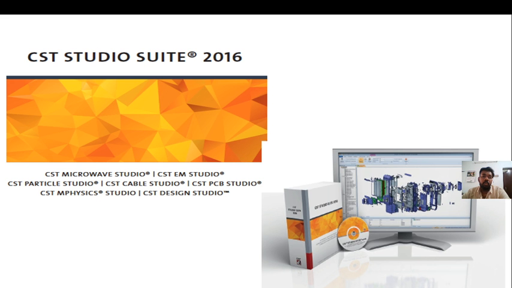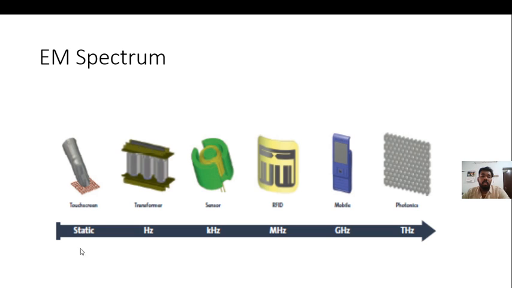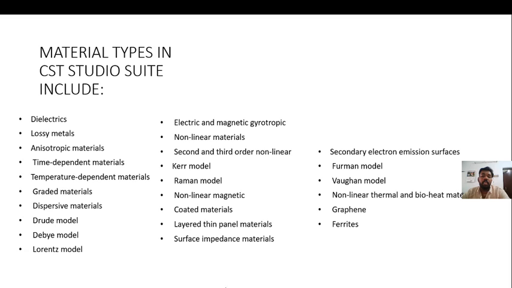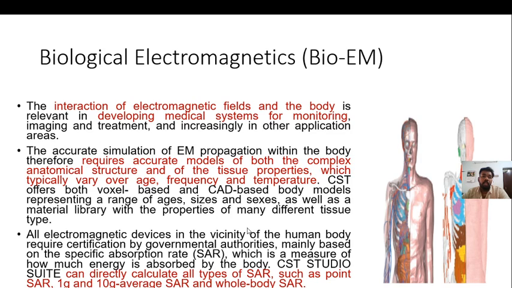A slight introduction about the CST Studio. The entire design can be made from the touch screen to the photonics, and from the static frequency to the terahertz frequency can be designed. These are some of the materials. Now graphene and ferrites have been included in the CST Studio. Another one is biological electromagnetics.